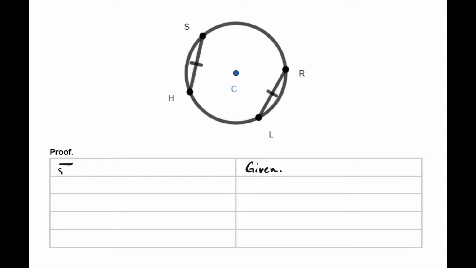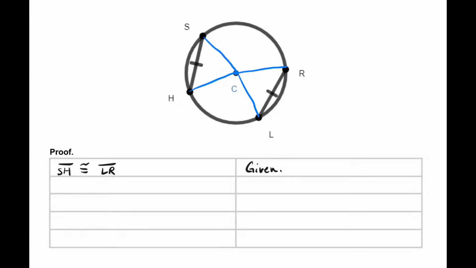Segment SH is congruent to segment LR. That's given. That's the only thing we're given. Well, the next thing we're going to draw is all these segments with C in the middle. Notice these aren't necessarily vertical angles, guys. Not necessarily. We haven't drawn them like that.